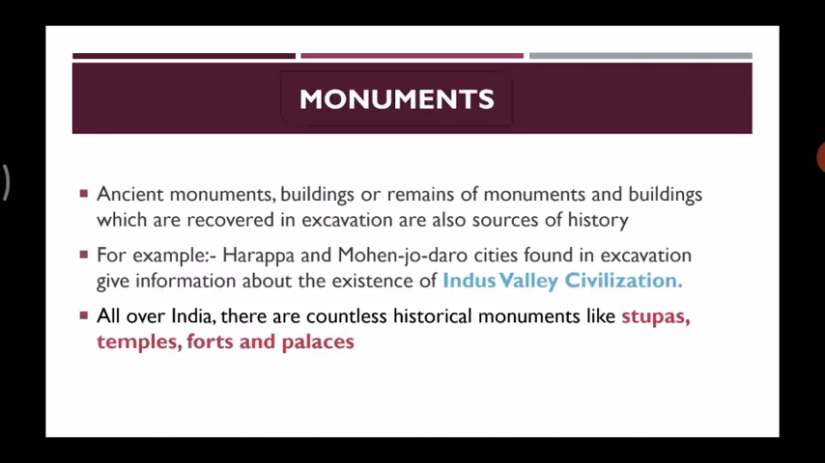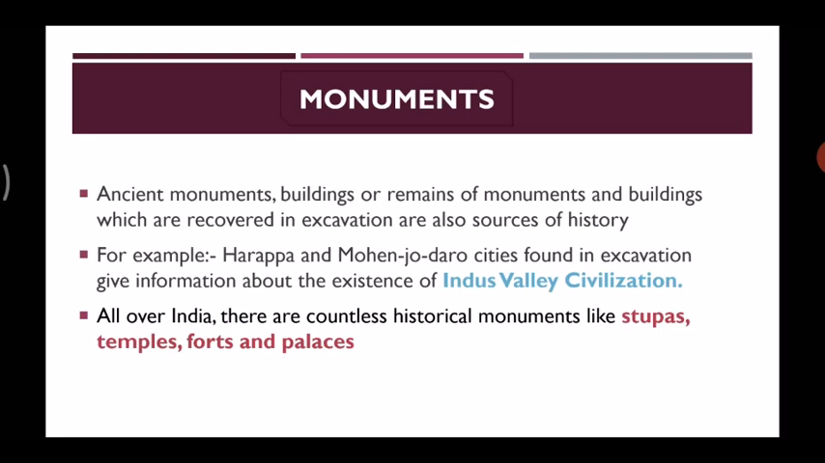Let's move forward. The second part of material sources is monuments. Now, you must have visited many places and seen monuments of different periods, built by different kings and emperors. So ancient monuments, buildings, or remains of monuments and buildings which are recovered in excavation are also sources of history. So monuments also have an important place in the material sources of history. Example: Harappa and Mohenjo-daro cities found in excavation give information about the existence of Indus Valley civilization.